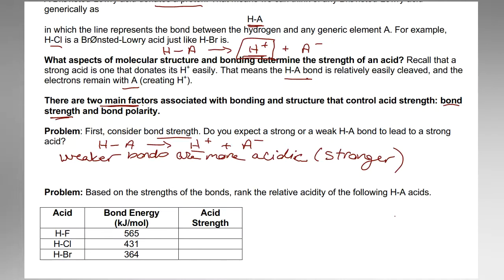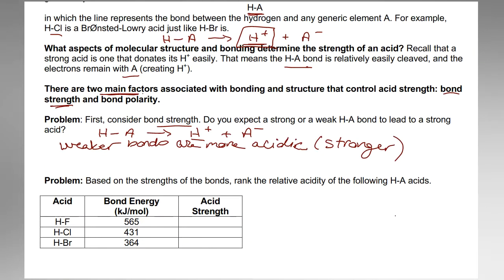And we can use that idea immediately to be able to compare the strengths of acids, or predict the strengths of acids, based on the energies of the H to heteroatom bonds. So let's take a look at this second problem. This problem asks us to use the strengths of H heteroatom bonds to rank the relative acidity of a collection of halogen-based acids. So you see in this table the bond energies associated with a hydrogen to fluorine bond, a hydrogen to chlorine bond, and a hydrogen to bromine bond.